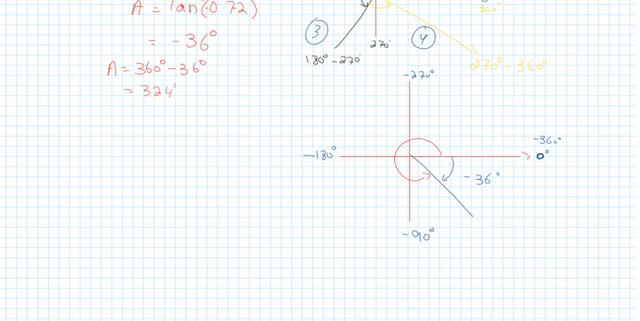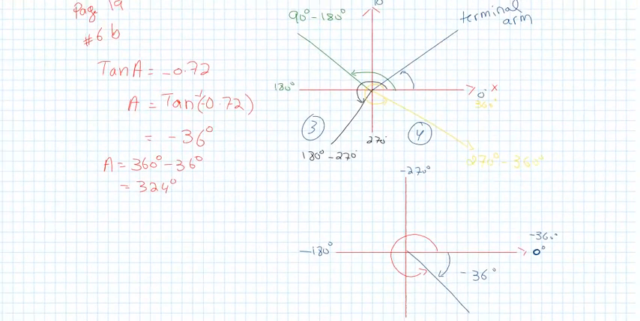Okay? Now this is what I want you to do. Try for me tan 324. No, it should be negative. What is it? Negative 0.7 something? Yeah, negative 0.7265. Is that what we had here? Yeah?